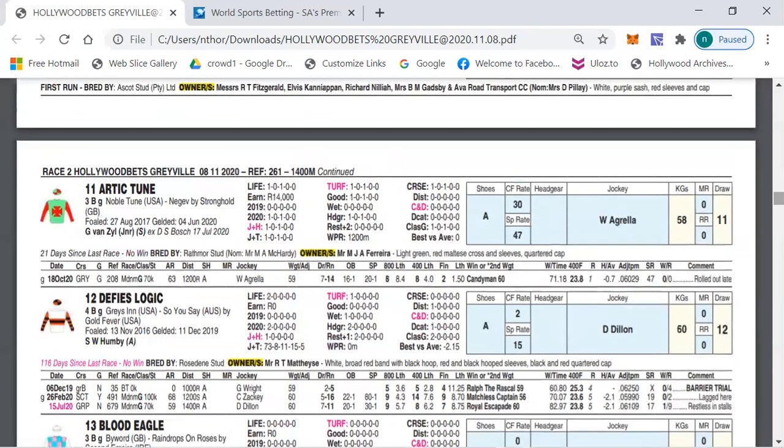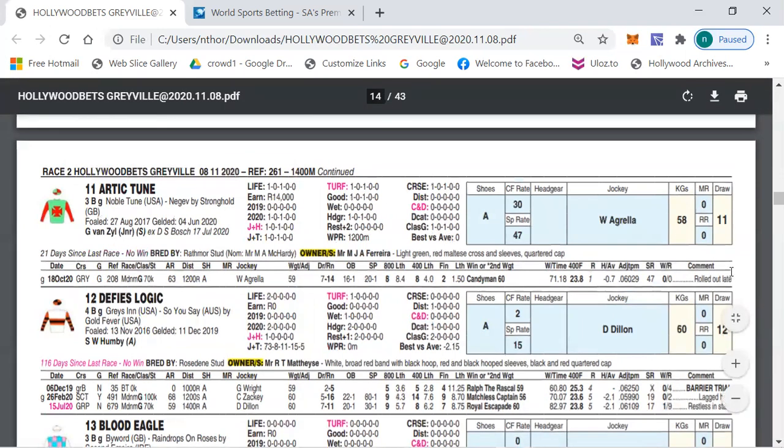Now here's the favorite, number 11, Arctic Tune, a Noble Tune by Stronghold, Gavin van Sales Jr. stable. This horse did debut well behind the Candy Man, but also drawn a little bit wide, drawn 11, with Agrella on board, but rolled out late, 23.8, also in with a chance.